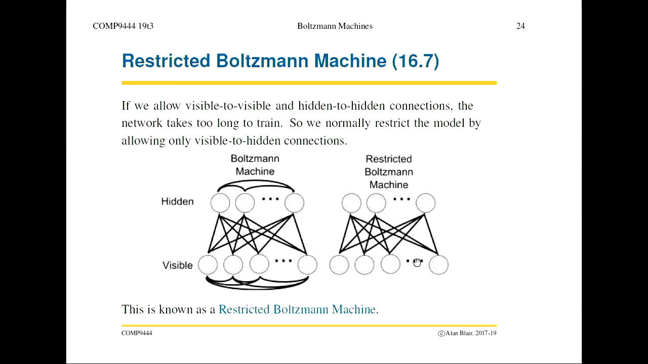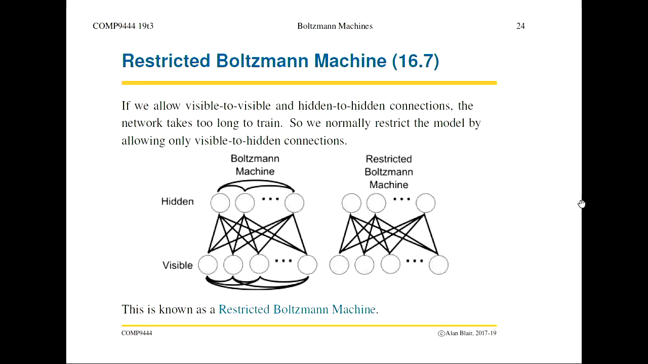So in some ways it looks more like what we expect of a neural network, but the training is actually the same as the Boltzmann machine, just with these restrictions. When we update the activations, we update the hidden nodes as well as the input nodes.